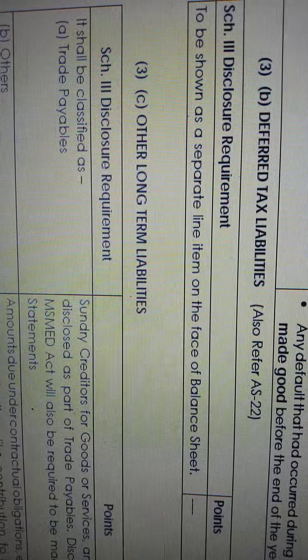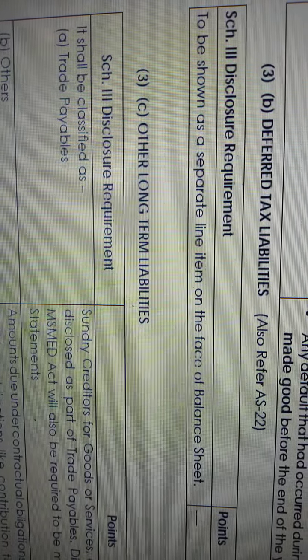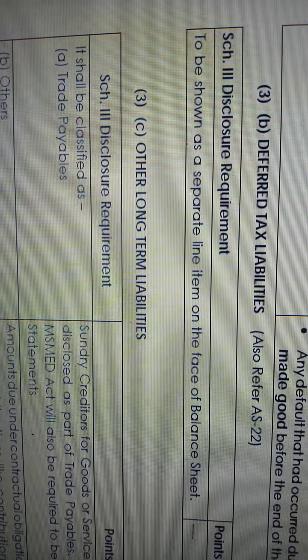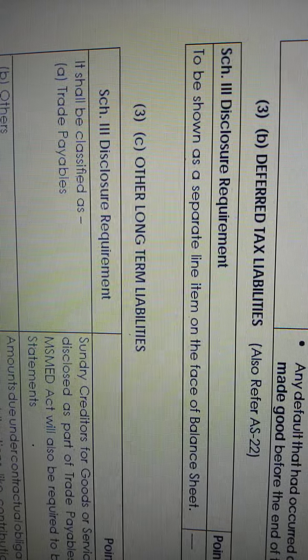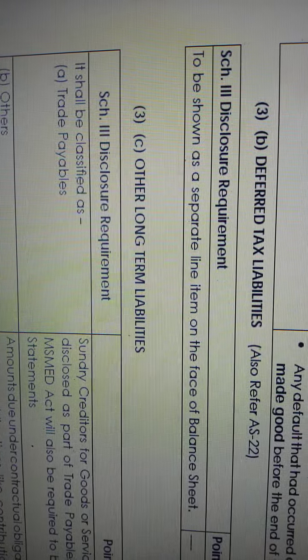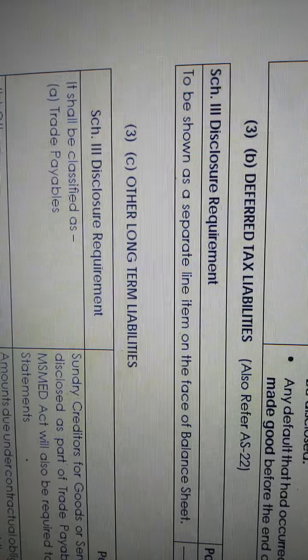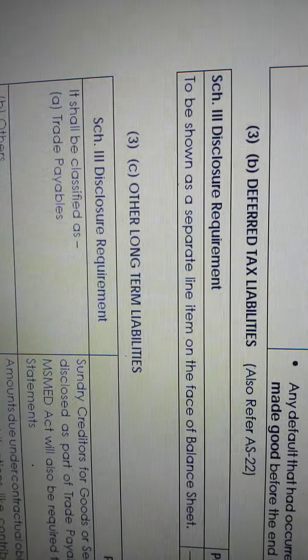So my expenses will differ, my profit will differ. My profit as per income tax is different and profit as per Companies Act is different. My tax payment calculated under the Income Tax Act is also different from the tax payment calculated under the Companies Act. So the difference is accounted here as deferred tax liability and deferred tax asset.